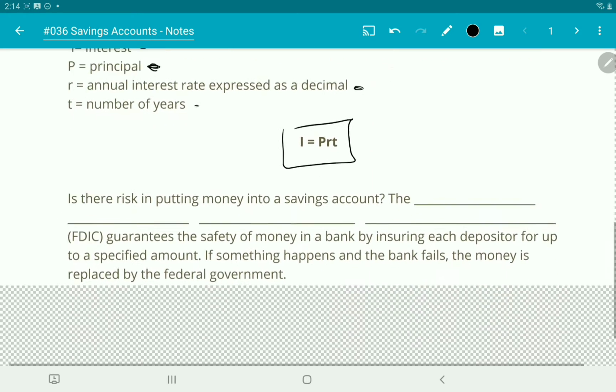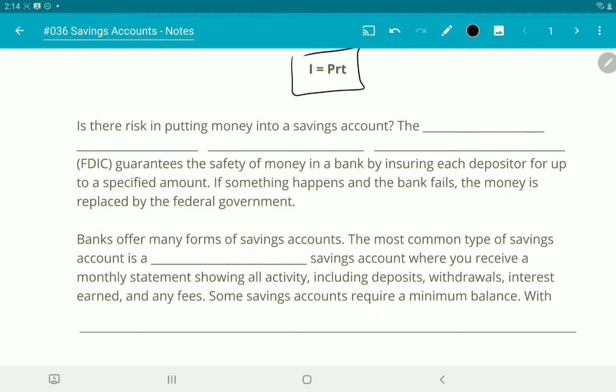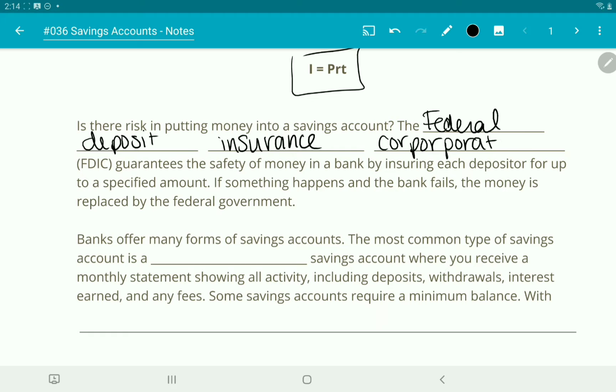So a lot of people ask, is there actually any risk in putting money into a savings account, since these banks do actually use that money to give people loans? Well, the Federal Deposit Insurance Corporation, or the FDIC, actually guarantees that it is safe.